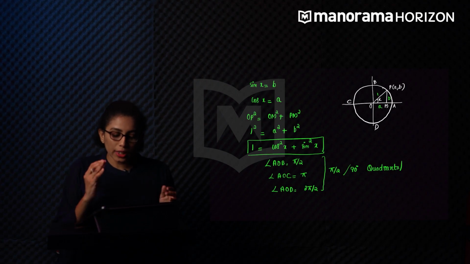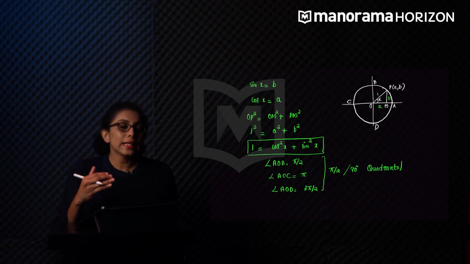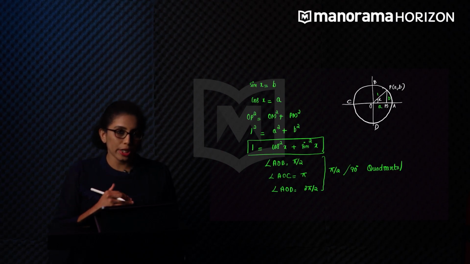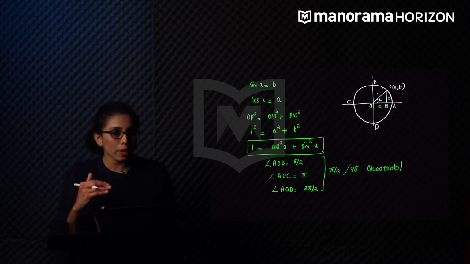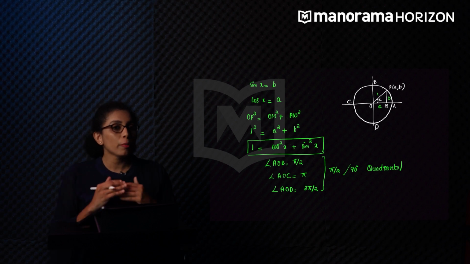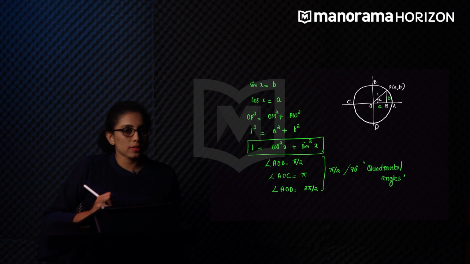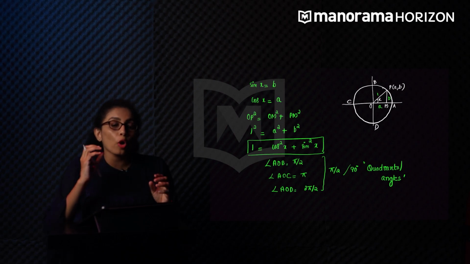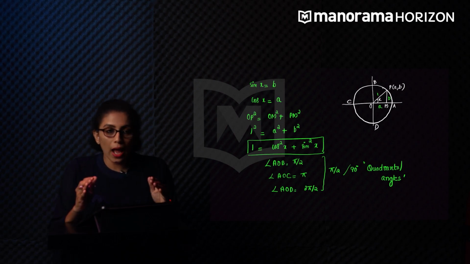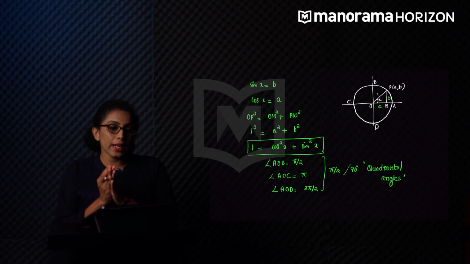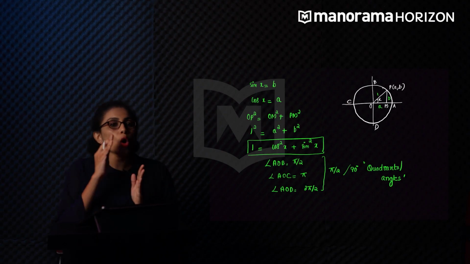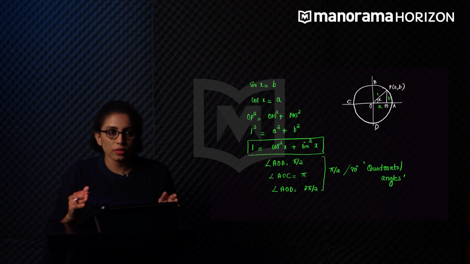I repeat, the type of angle which varies as integral multiples of pi by 2: pi by 2, pi, 3 pi by 2. These are integral multiples of pi by 2, and these angles are called quadrantal angles. Now one of the peculiar properties of a quadrantal angle is that the terminal side lies either on the x-axis or on the y-axis, right?